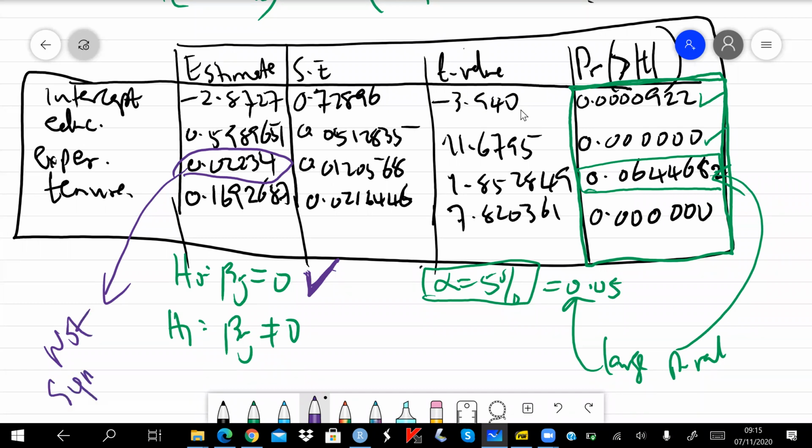Not significant. The effect of this variable, the effect of the variable called experience, is not significant. But usually we say, on the contrary, that the effect of the variable experience is not significant.